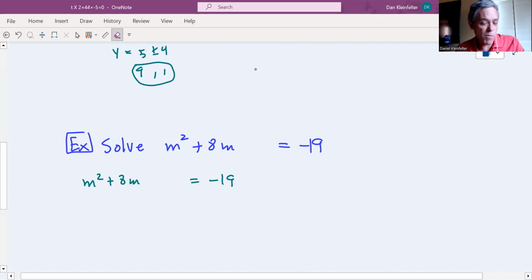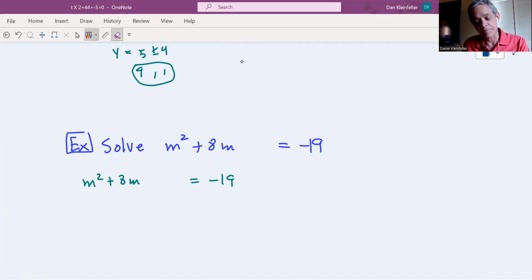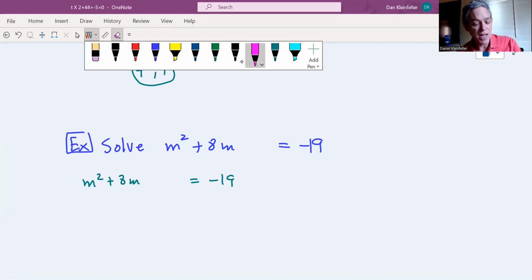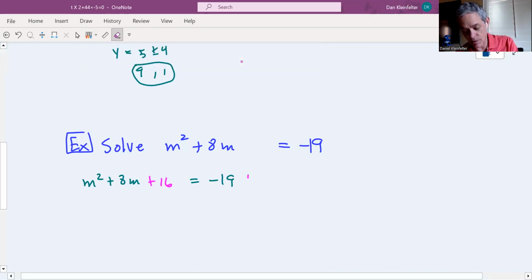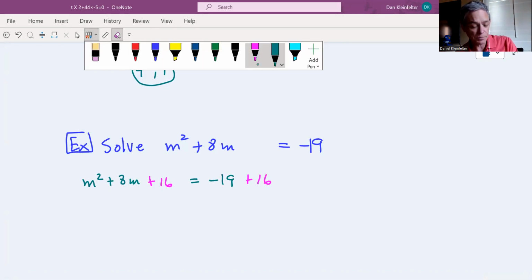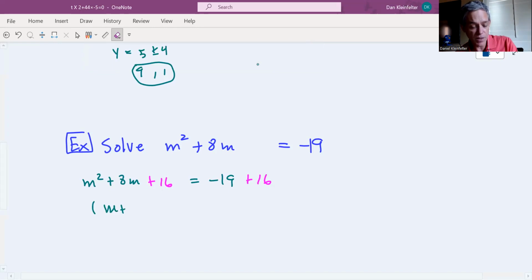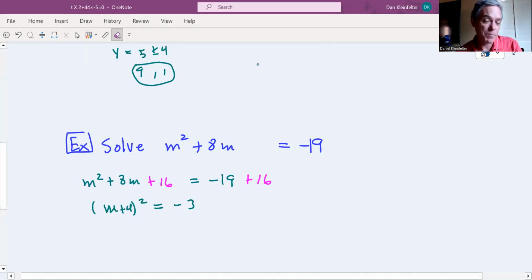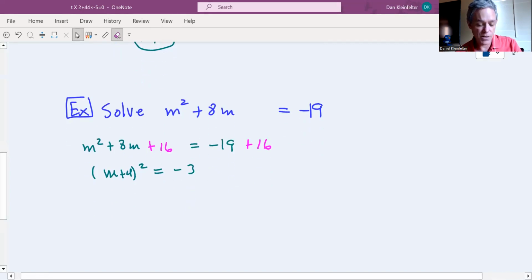I have a feeling we won't be able to factor on this one. Let's see what happens. Half of 8 is 4. 4 squared is 16. We're going to add 16 to both sides. On the left side, we'll have m plus 4 squared. The right side, we will have negative 3. So we're going to have complex number solutions this time, which is okay.